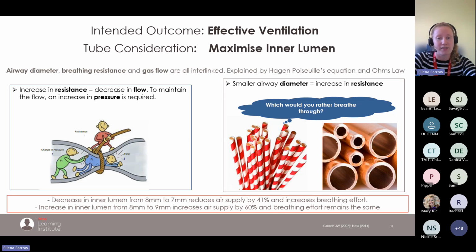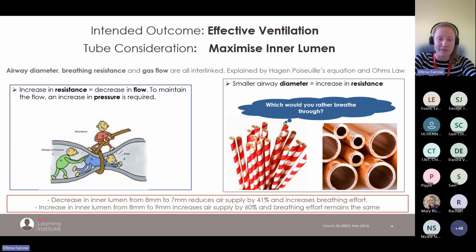So if we think about the first outcome that we looked at there, which was effective ventilation. To optimize ventilation, what we need is to optimize the flow of gas entering the lungs. There's a couple of theoretical laws that help to explain the relationship between gas flow and other variables, which is really important in understanding the impact of that appropriate tube selection.